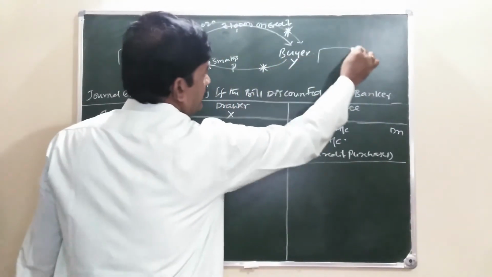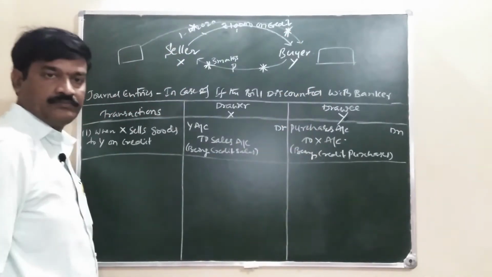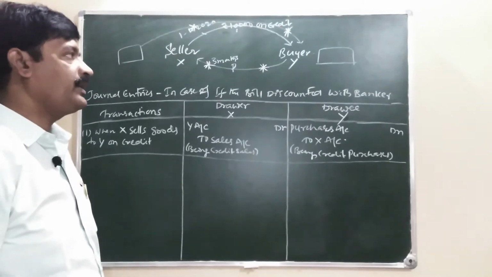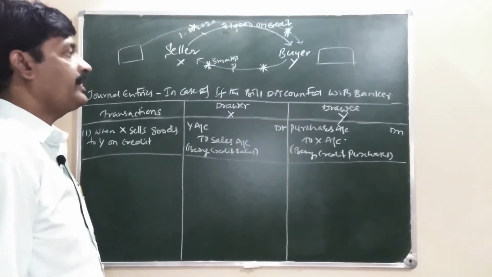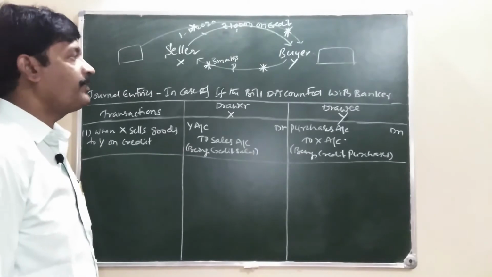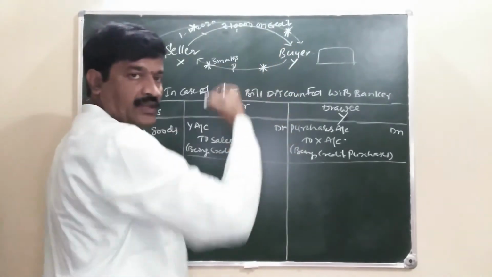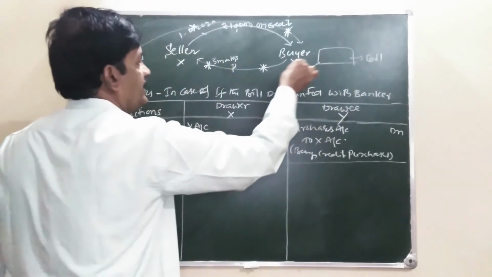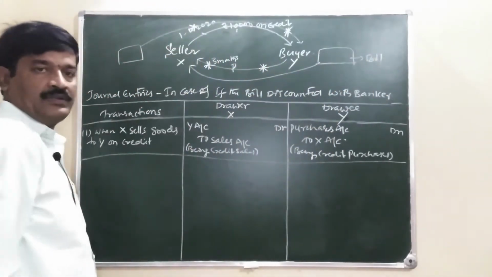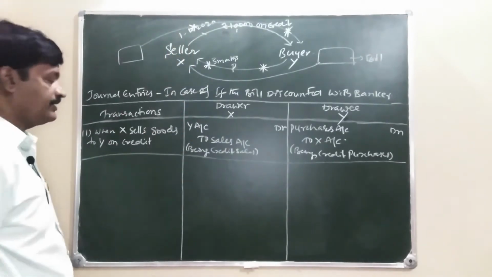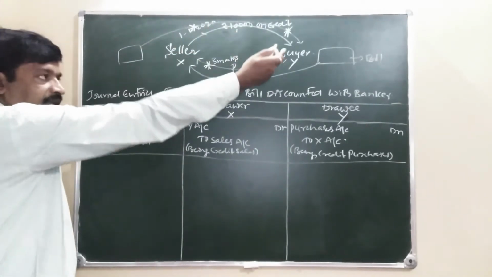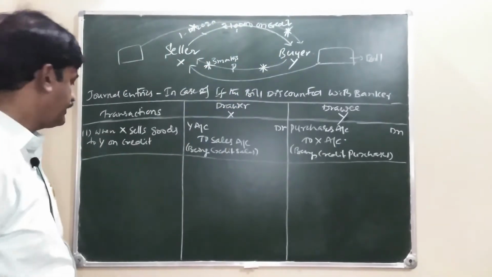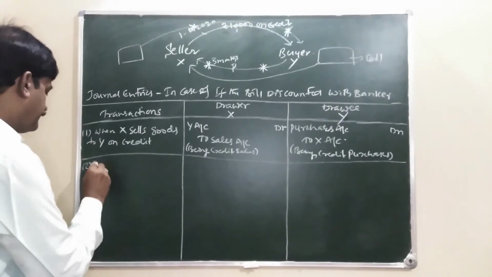Now, after receiving that document from the seller, the buyer refers to each and every piece of information in the document. If he is satisfied, then the buyer writes the word accepted and signs it. Now it becomes a bill. The bill is sent to the seller. So from the point of seller, the seller is receiving the bill from the buyer.